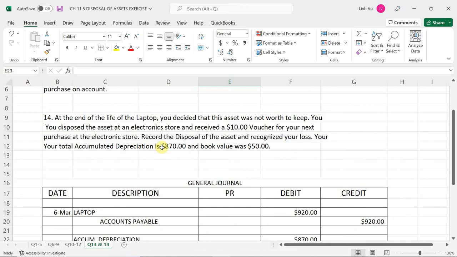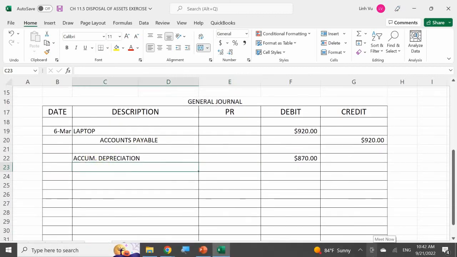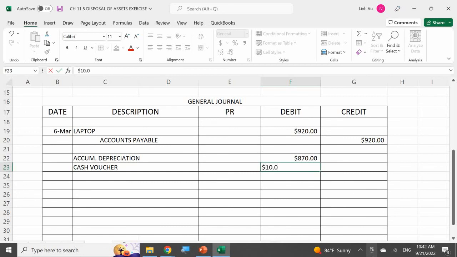What else do I need to recognize? Okay, you need to recognize the $10. The $10. Good, right? I'm gonna treat this as a cash voucher, whatever it is, because you're gonna be able to use it to buy something else. So cash voucher, for $10.